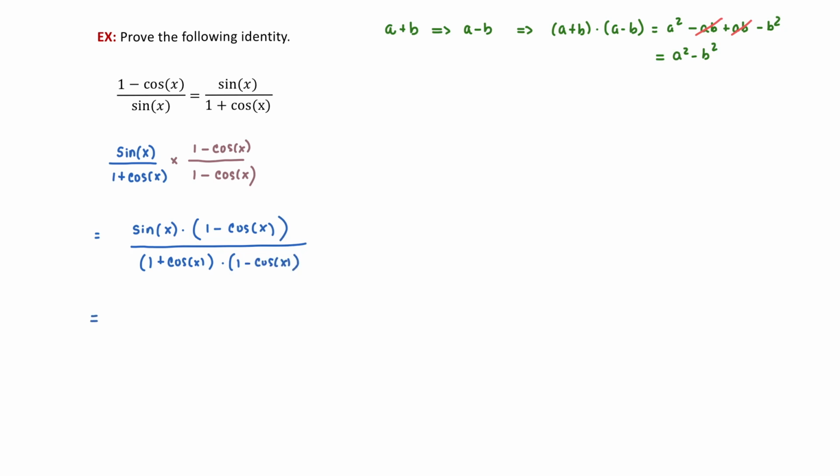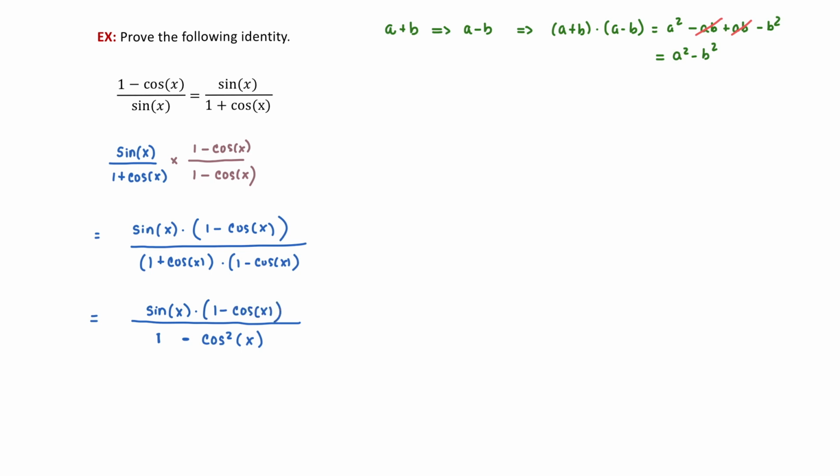And I already know what I'm going to get in the denominator. Remember here, if you multiply conjugates, you get a difference of squares. So I'm going to have here 1 minus cosine squared x, a difference of squares, because remember, 1 squared is the same thing as 1. And then in the numerator, same thing as before, sine x times 1 minus cosine x.